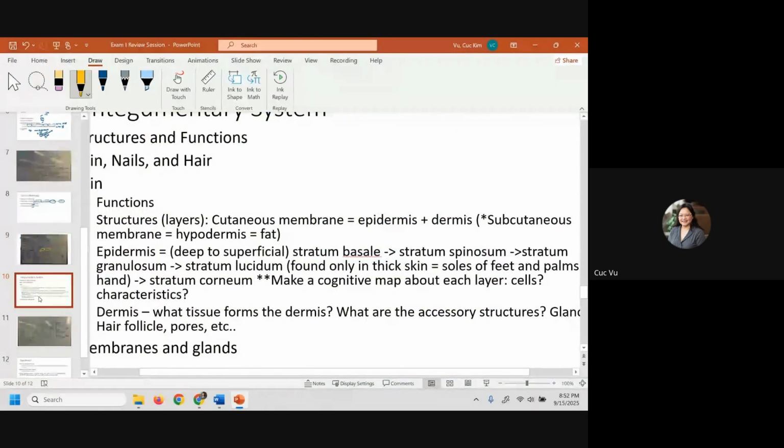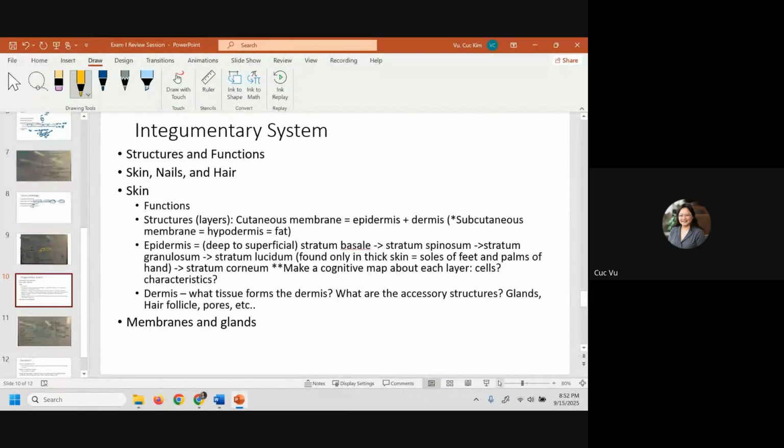I need to zoom out. There we go. Lastly, we have the integumentary system. For the integumentary system, make sure you know structure and function: the skin, the nails, and the hair. A lot of the information is on the skin, but you are also responsible for the nails and the hair structure as well, because you'll have questions on them.